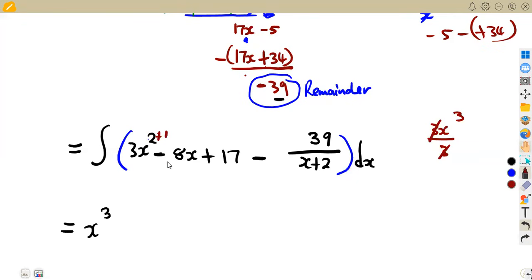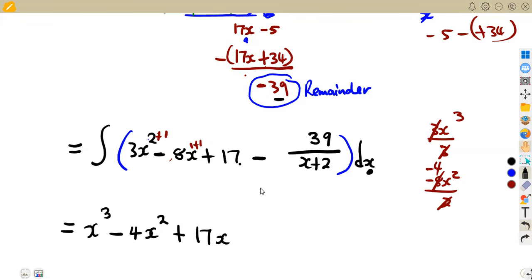All right, this is negative 8x. We add a 1 here. So it's 1 plus 1, which is 2, over the new exponent, which is 2 in this case. So this one and this one are going to cancel. We get negative 4, so we are going to obtain negative 4x squared in this case. All right, the integral of a constant with respect to x, we are simply going to multiply that constant with x. So that's negative 17x.